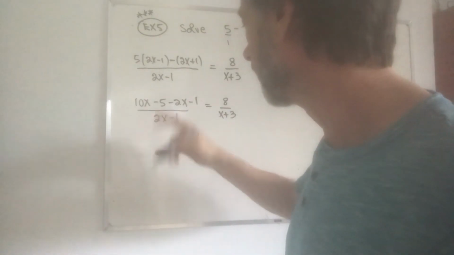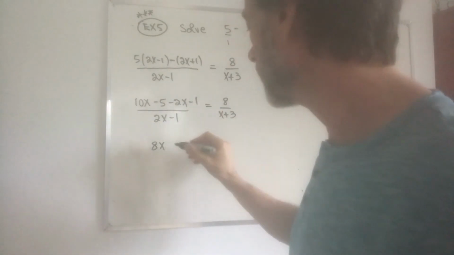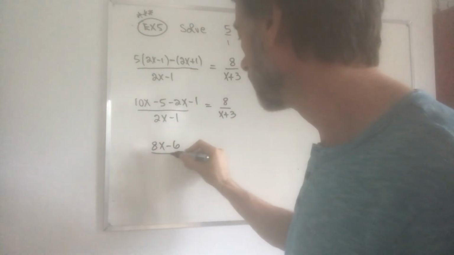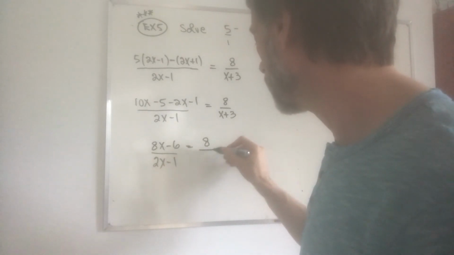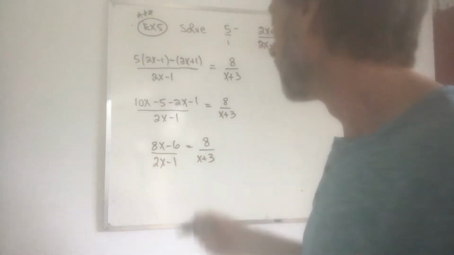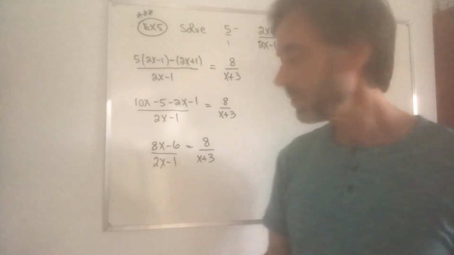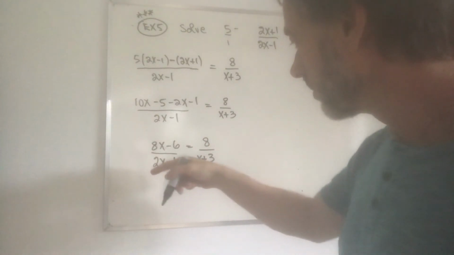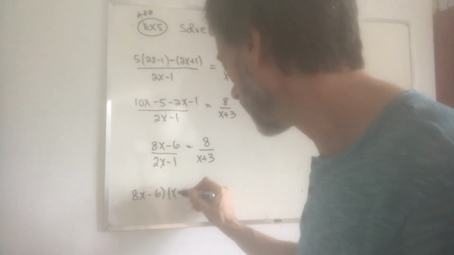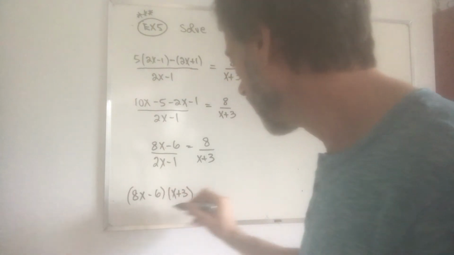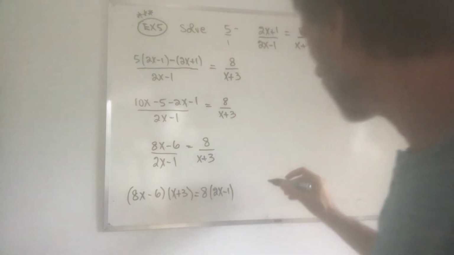So what do I have here? That would be 10x minus 2x is 8x, minus 5 minus 1 is minus 6. And here we are with this new equation that is equivalent to the other one. What would you do at that stage? Yes, cross multiplication. 8x minus 6 times x plus 3 is equal to 8 times 2x minus 1.